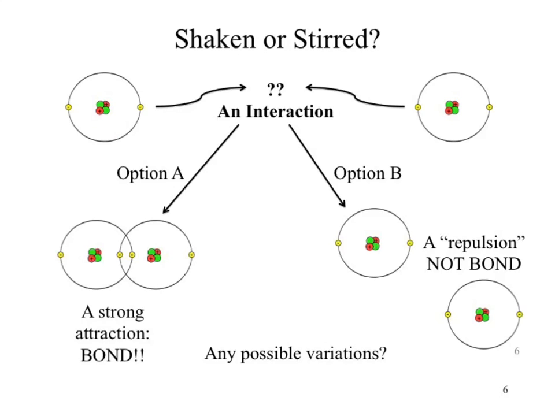So within our interactions, we've got a couple options. We've got this bond where our electrons interact strongly, or we can get not a bond, or this repulsion. Are there other variations within this? Or is it only going to be a bond and not a bond? I don't know, it sounds kind of like a hard question. It is.